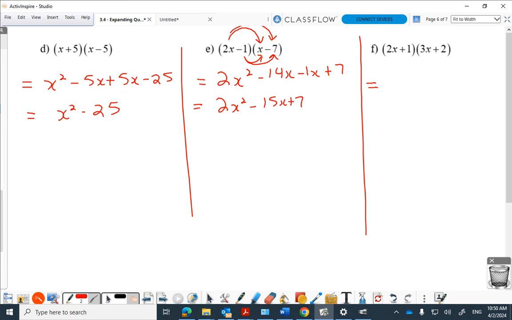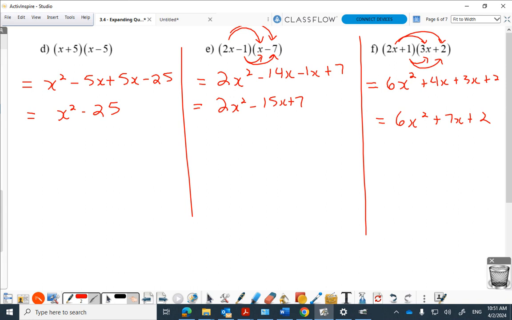2x times 3x. 6x squared. Yes? Then, ooh, I'm not writing the arrows. I encourage you to write the arrows so you don't miss anything here. 2x times 3x. 2x times 2 is 4x. 1 times 3x is 3x. And 1 times 2 is 2. And again, we get this combining in the center. I'm not making a rule that it happens every time you multiply binomials, but something probably will happen. So take a look at the terms and combine the ones that can. Good so far? Someone raised their hand.